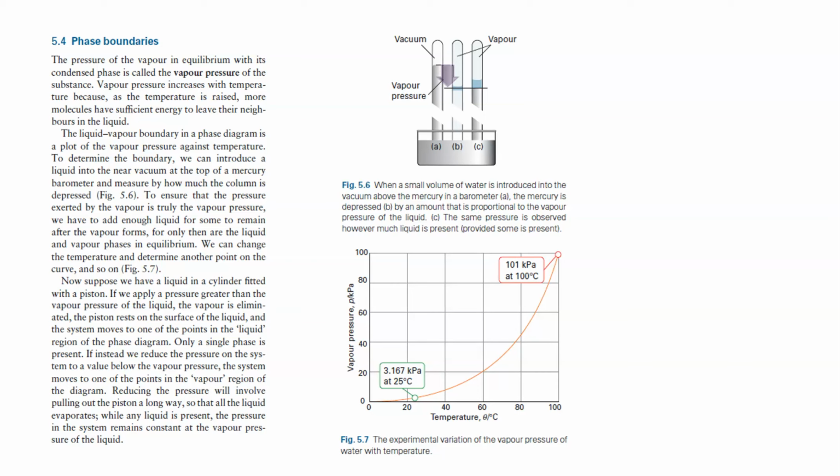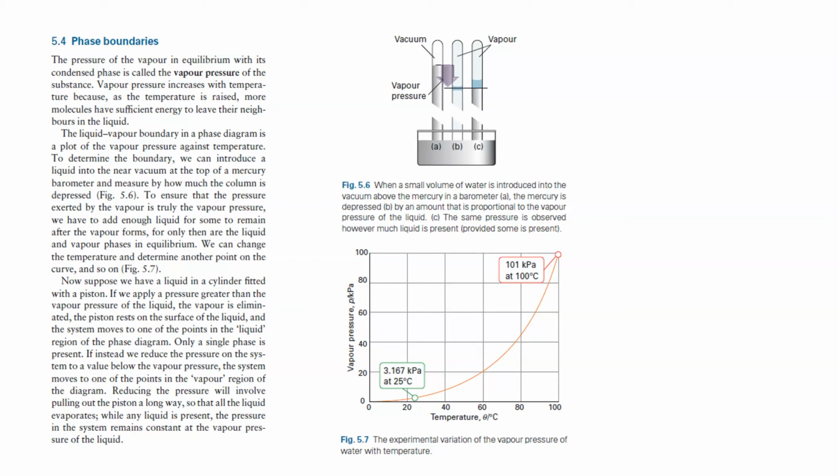To determine the boundary, we can introduce a liquid into the near vacuum at the top of a mercury barometer and measure by how much the volume is depressed, as we see in figure 5.6. To ensure that the pressure exerted by the vapor is truly the vapor pressure, we have to add enough liquid for some to remain after the vapor forms, for only then are the liquid and vapor phases in equilibrium. We can change the temperature and determine another point on the curve, and so on. And this is how we get figure 5.7.